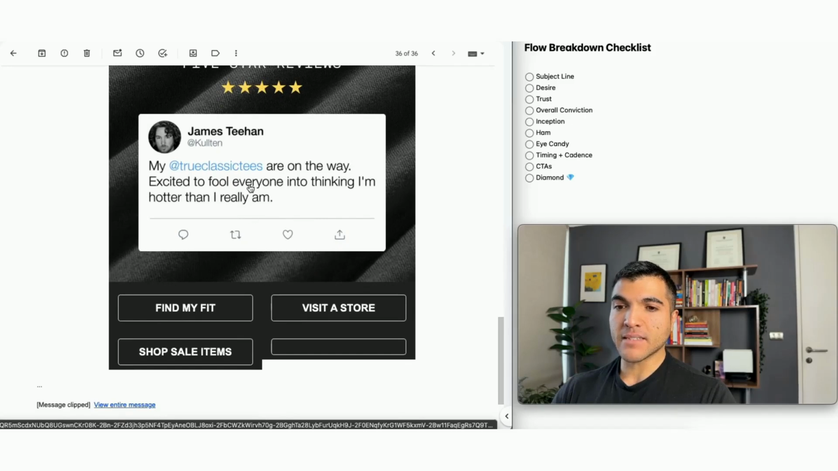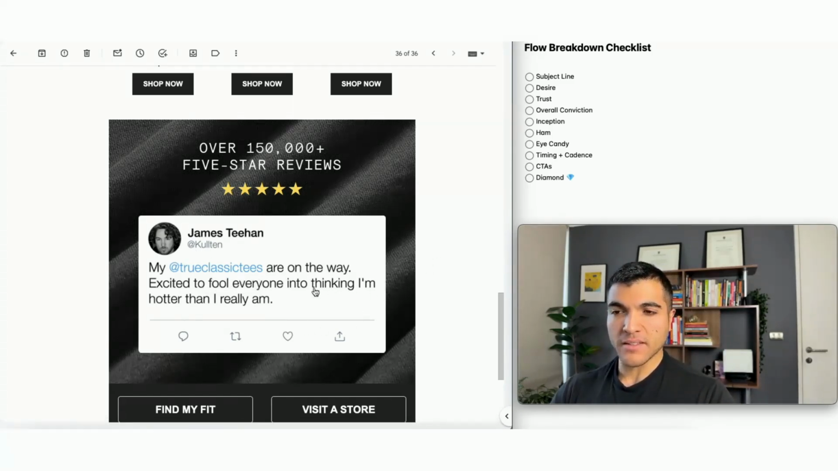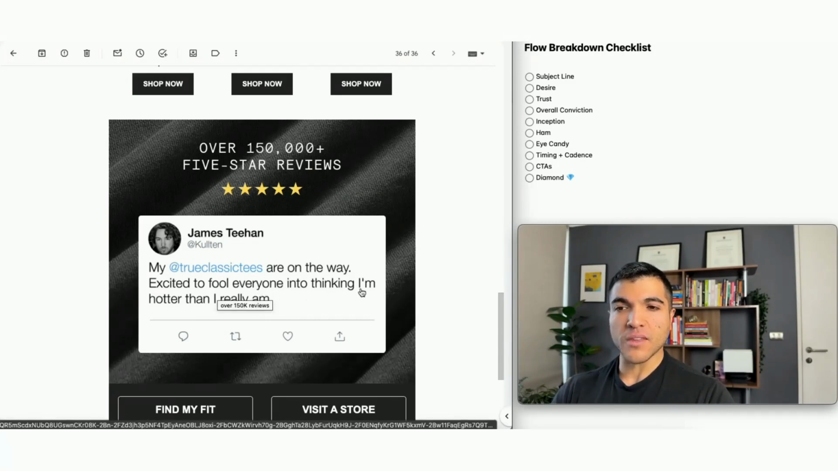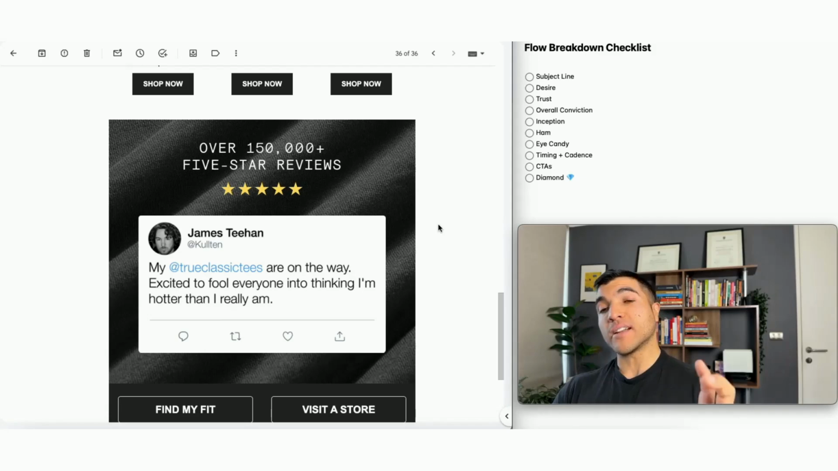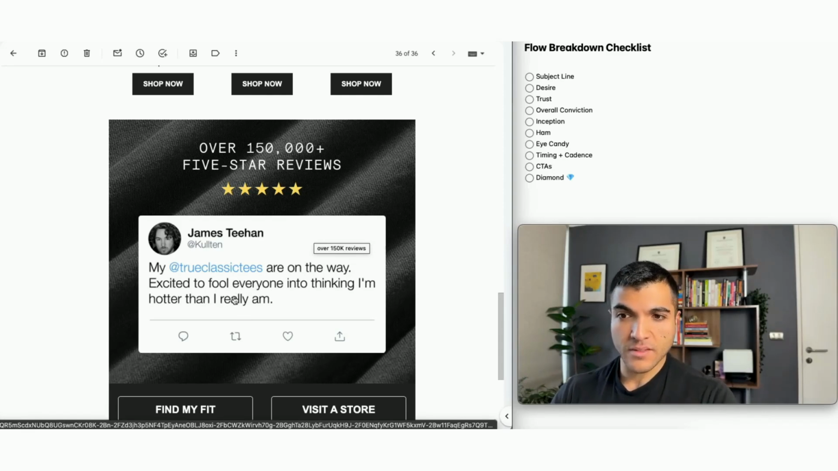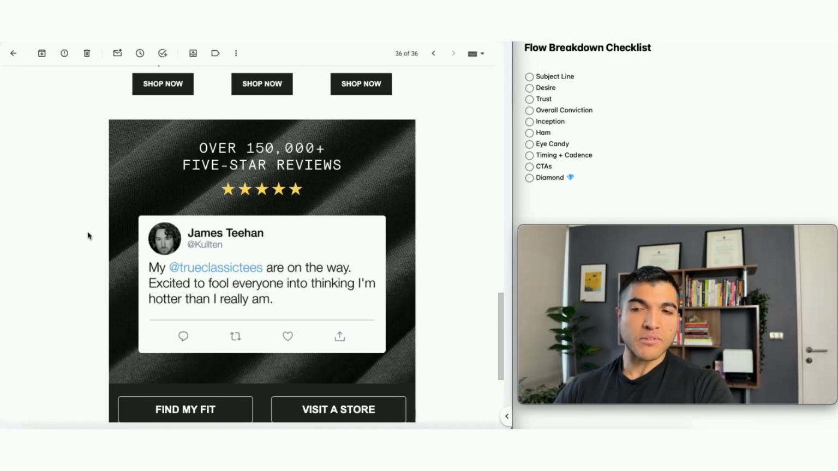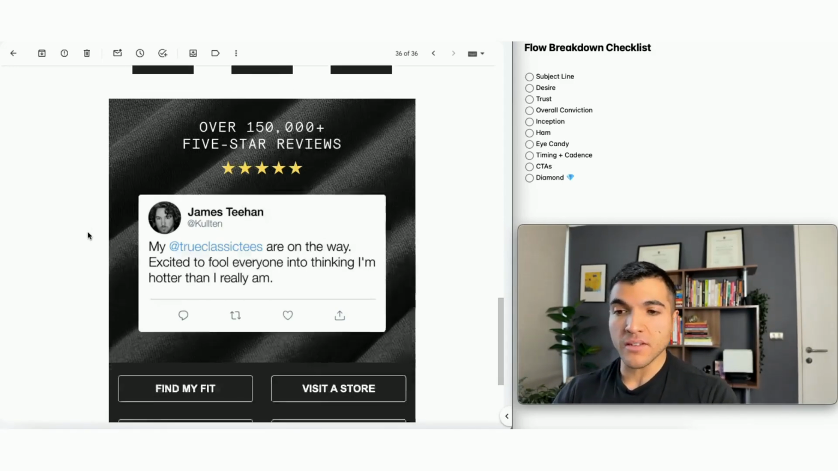And this is nice. This is more than just a review. Besides the fact that it's just like a tweet or whatever it is, there's the angle: fool everyone into thinking I'm harder than I am. No, that is a big idea. That is a really good idea, and also a big idea that they could implement in other future emails. This idea of fooling people, or getting people to think or see you better or differently.